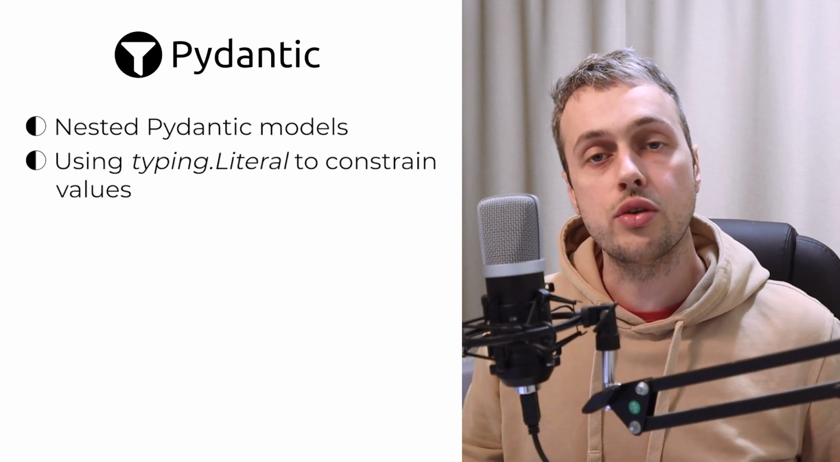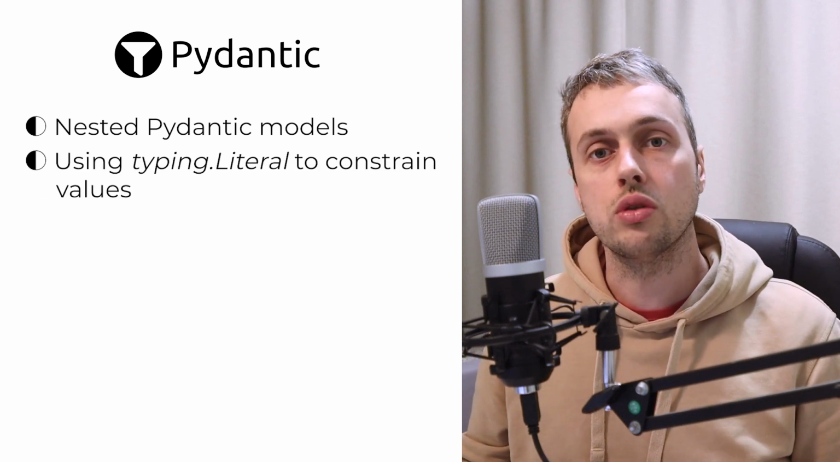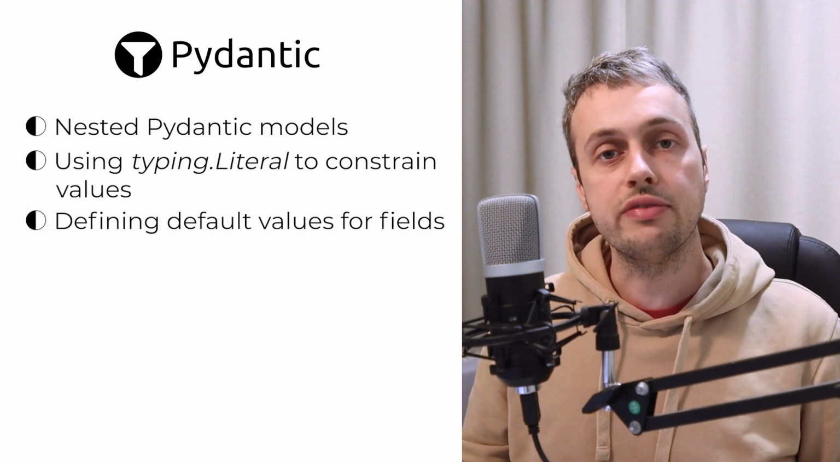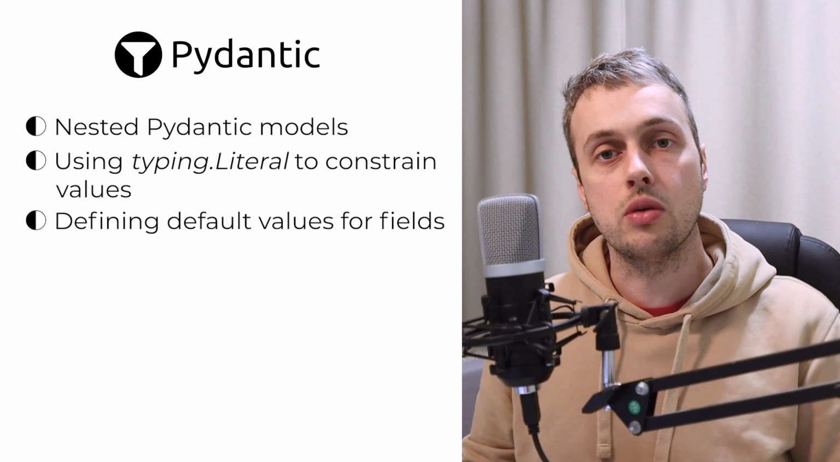In this video, we're going to continue learning about Pydantic, and we're going to dive deeper into what the library can offer, including looking at nested models that form parent-child relationships. We're going to look at how to use the literal class from Python's typing module in order to constrain values. We're going to look also at how to define default values for particular fields on your Pydantic model.